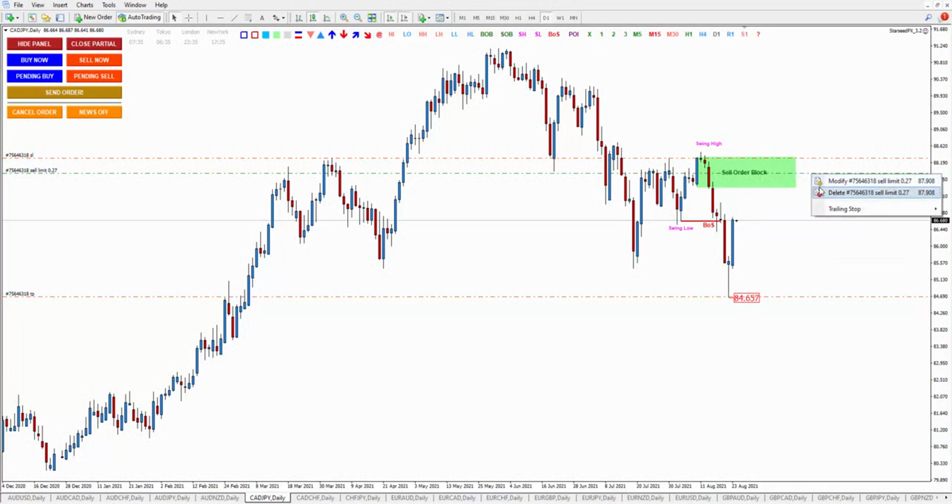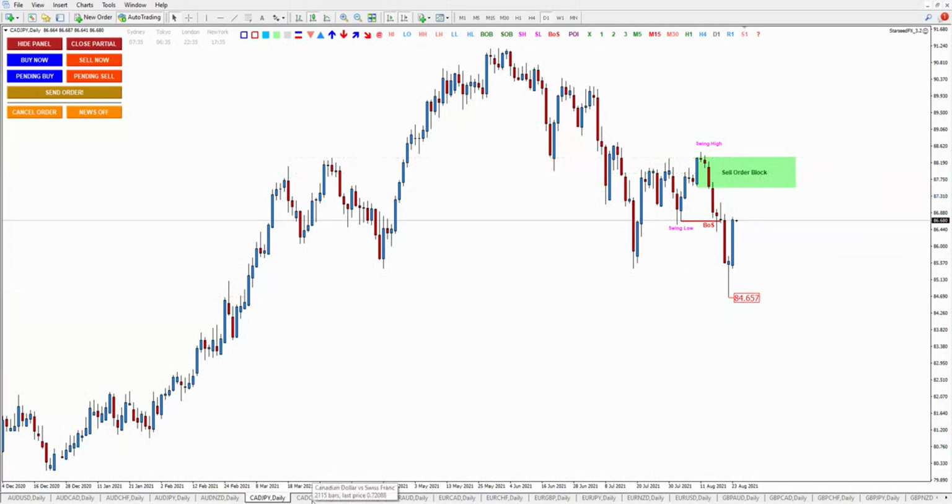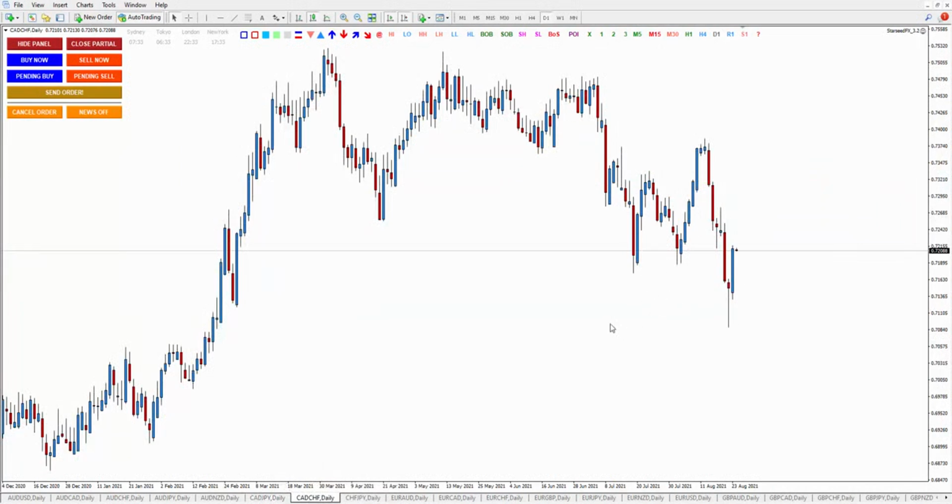Okay, so let's go to Canadian Swiss franc. This is also tradable to me. It's very clear.